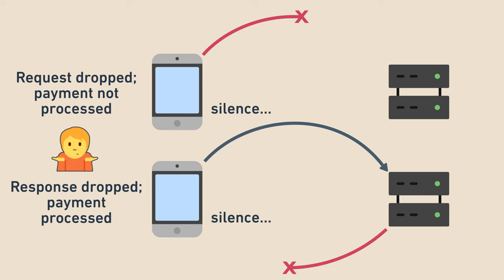Silence. At this point, all I know is that the payment has either not gone through, or has gone through once. We call this situation at most once because the payment has happened at most one time. But we want to do better. We want our payment to happen exactly once.